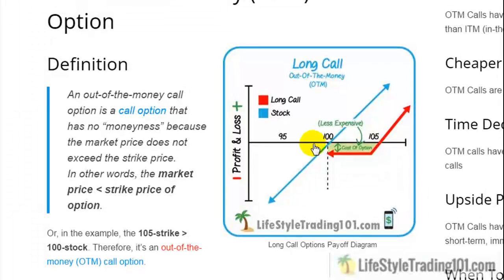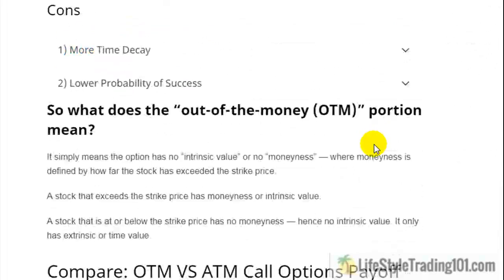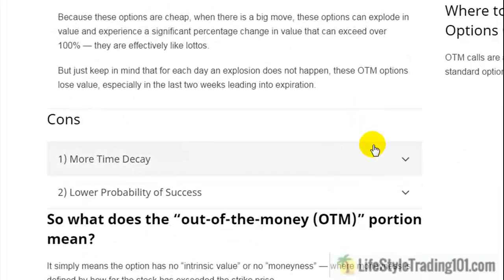Back in our diagram, 100 stock price and 105 out of the money call price, you got to go even beyond that, just like 106 or 107, depending how much you pay, beyond the 105 strike, just to break even. So the stock has to move quite a bit just for you to break even. And so that's one of the downsides with the out of the money call option.